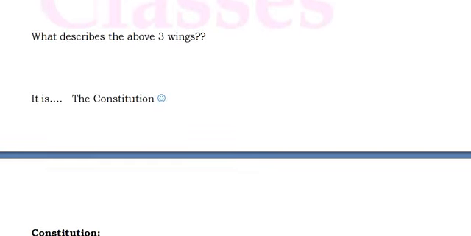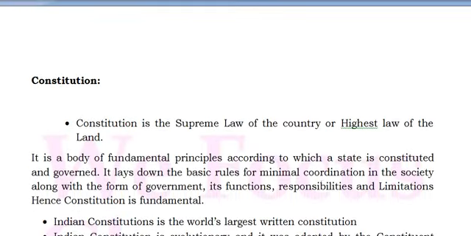So now we will know about the constitution. What is the constitution? As per the Indian constitution, it is the supreme law of the country. It means nothing is above the constitution. If the constitution says something, then it is binding on all the people. It is also called the highest law of the land.